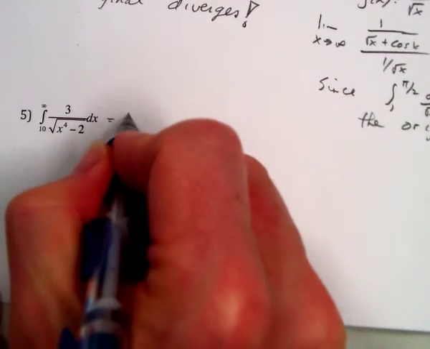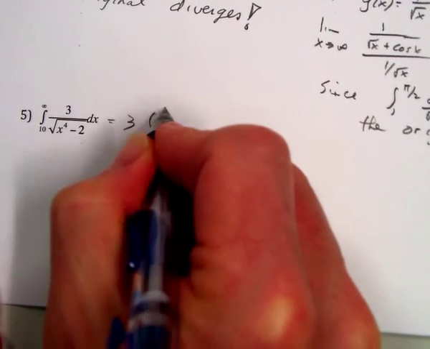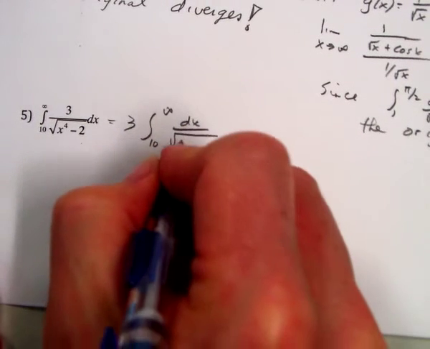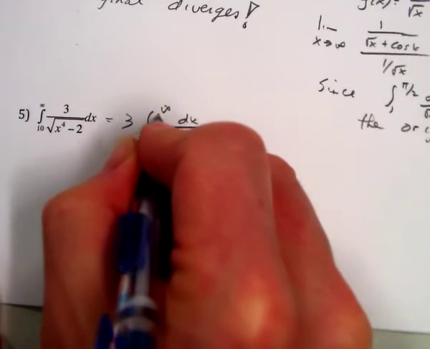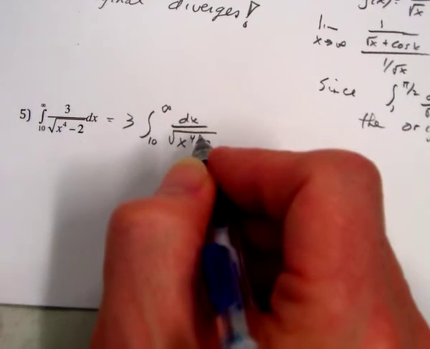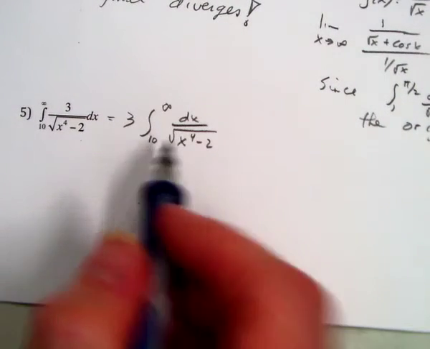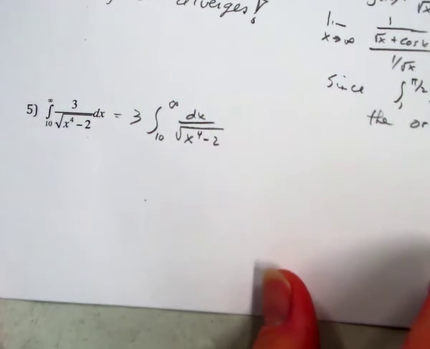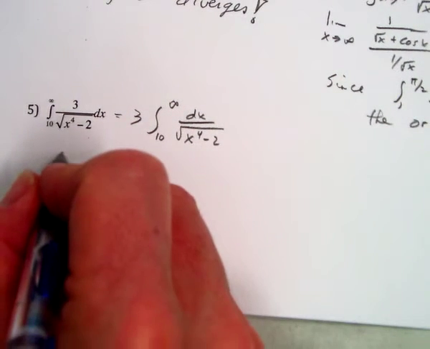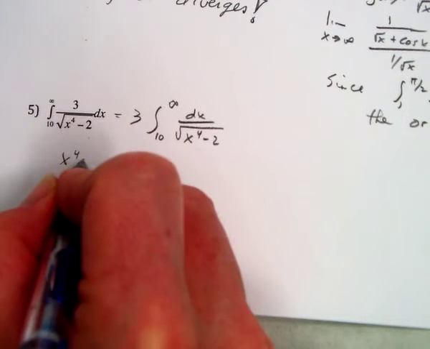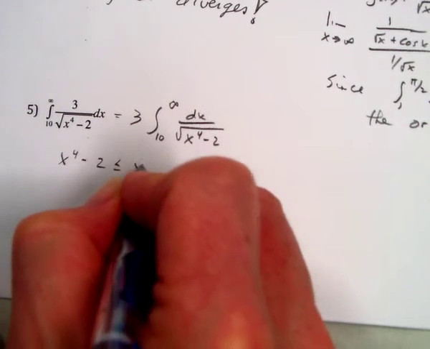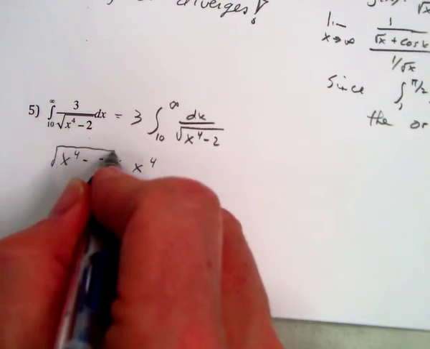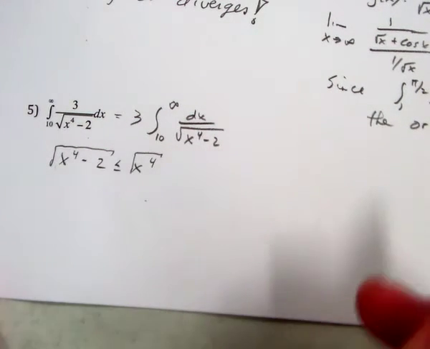Let's pull out that 3 and deal with a simpler function. We have the integral from 10 to infinity of dx over square root of x to the 4th minus 2. Now where the denominator would be 0 is not going to be inside these limits here. So the only thing we have an issue with is infinity. Let's compare. First, we can start off by saying x to the 4th minus 2 is guaranteed to be less than or equal to x to the 4th. So if we take the square root of both sides, that will still be true.